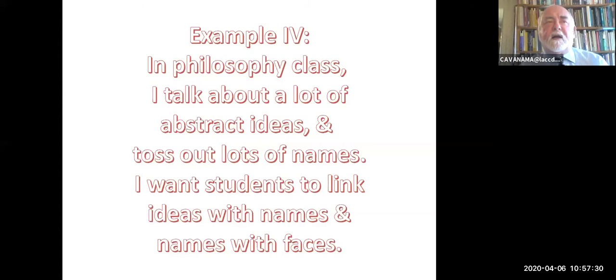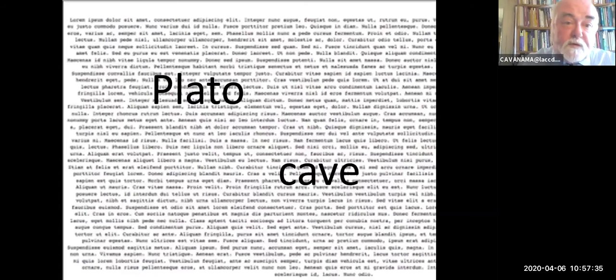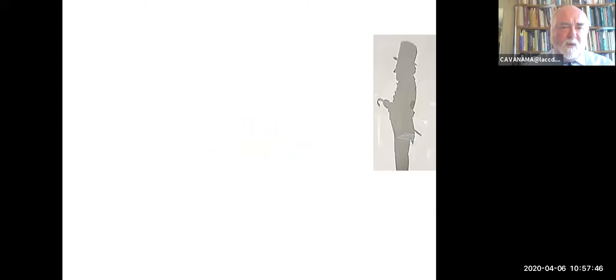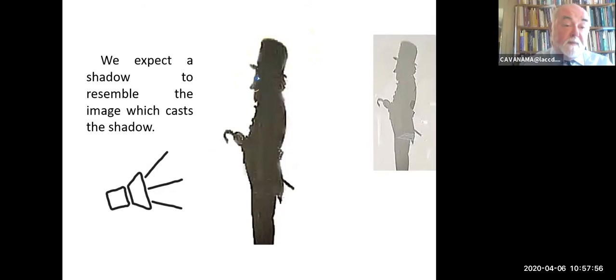Now, one way to talk about Plato is to go yada, yada, yada. Plato says thing about the cave, and here it is, yada, yada, yada. Or one could do something like this. What do you see here? Looks like a shadow of a man, top hat and umbrella. And normally when we see a shadow, we expect that shadow to resemble the image which casts the shadow.